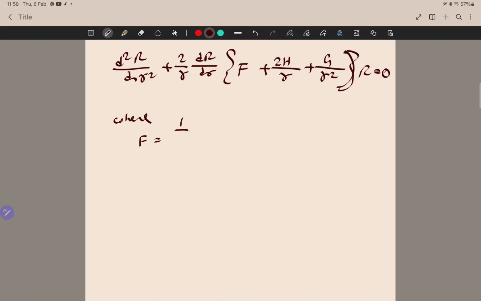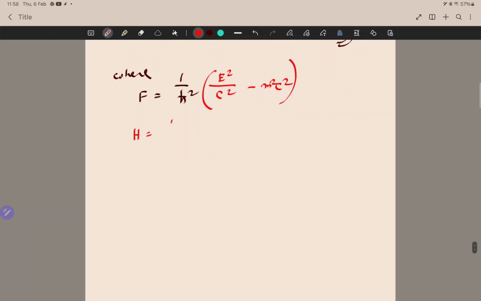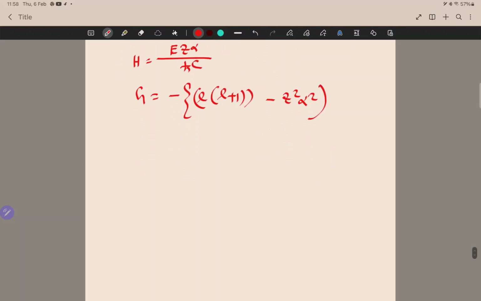f equal to 1/(ħ²c²) (E² − m²c⁴), h equal to EZα/(ħc), and g equal to −[l(l+1) − Z²α²]. We can now introduce the dimensionless variable rho equal to 2r√(−f).